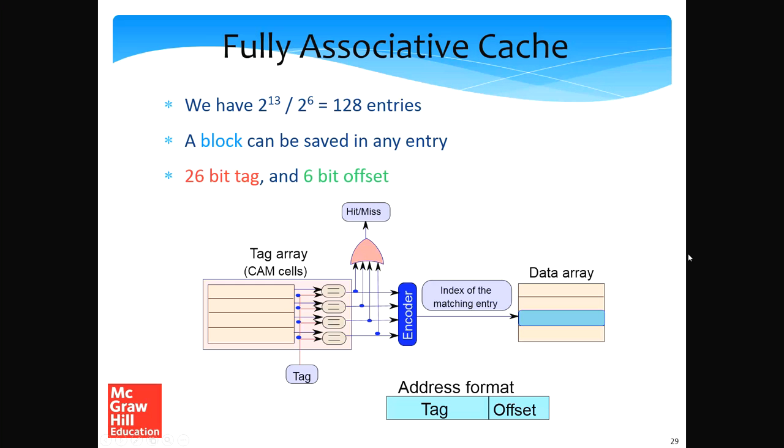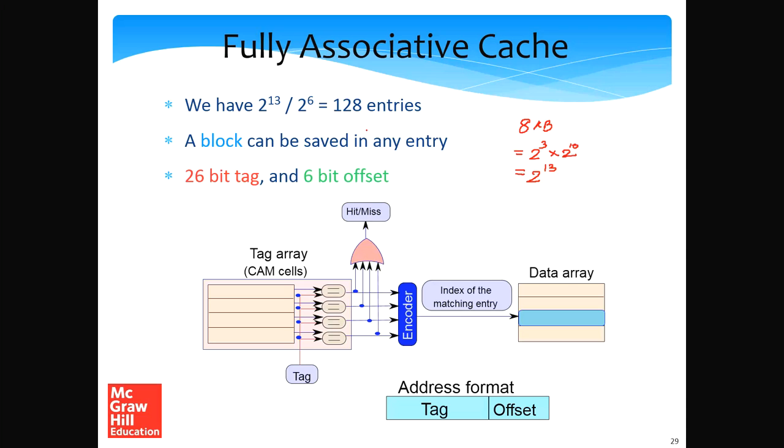So let us discuss one of the simplest kinds of caches, called a fully associative cache. Let's do a little bit of math. Our cache size is 8 kilobytes, so let's find out how much this is in bytes. It's 2 raised to the power 3, which is 8, multiplied by 2 raised to the power 10, since 1 kilo means 1024, which is 2 raised to the power 10. So 2 to the power 3 times 2 to the power 10 is 2 to the power 13.